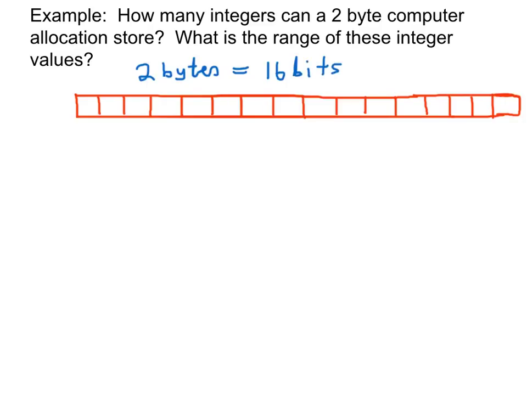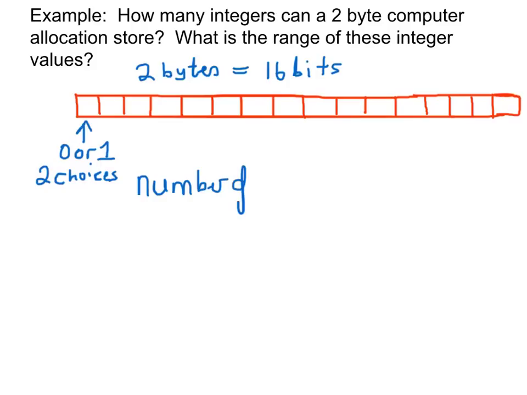And if you were to visualize what that might look like, it would be a register containing 16 different storage locations, and I've drawn them along here. Now, each storage location stores a 0 or a 1. So basically, we have two choices for each storage location. So the number of integers that can be stored is equal to 2 multiplied by 2 multiplied by 2 multiplied by 2, 16 times, which is the same as saying 2 to the power of 16.